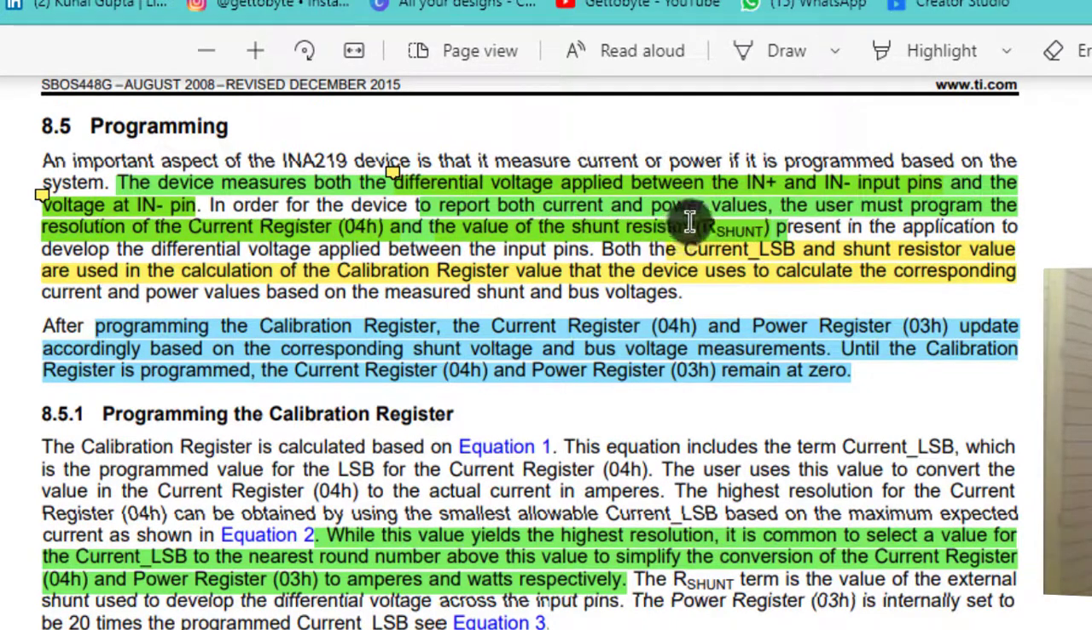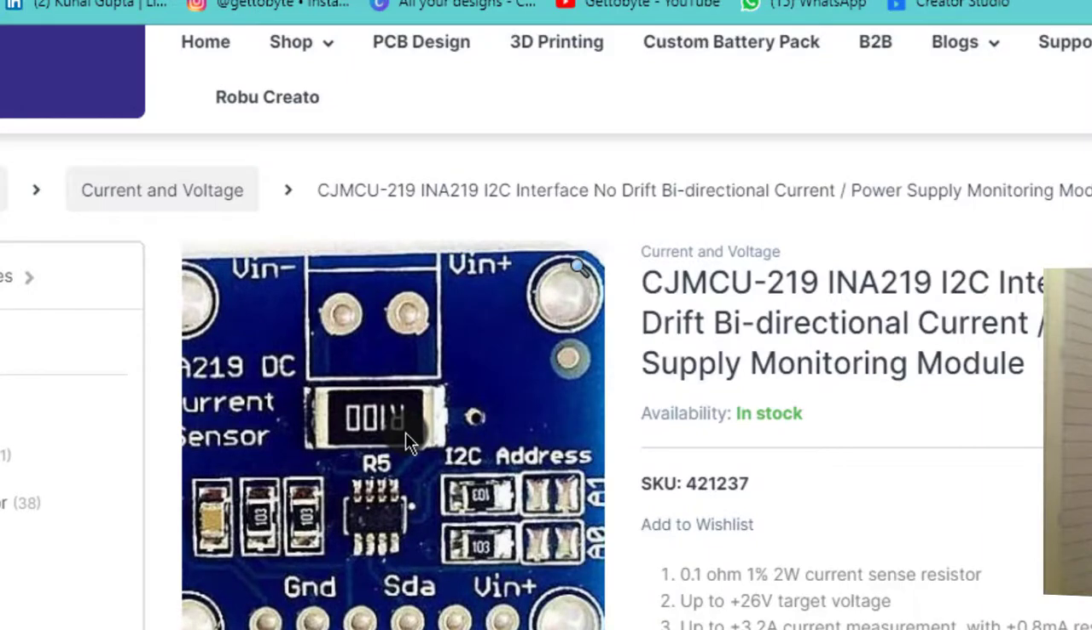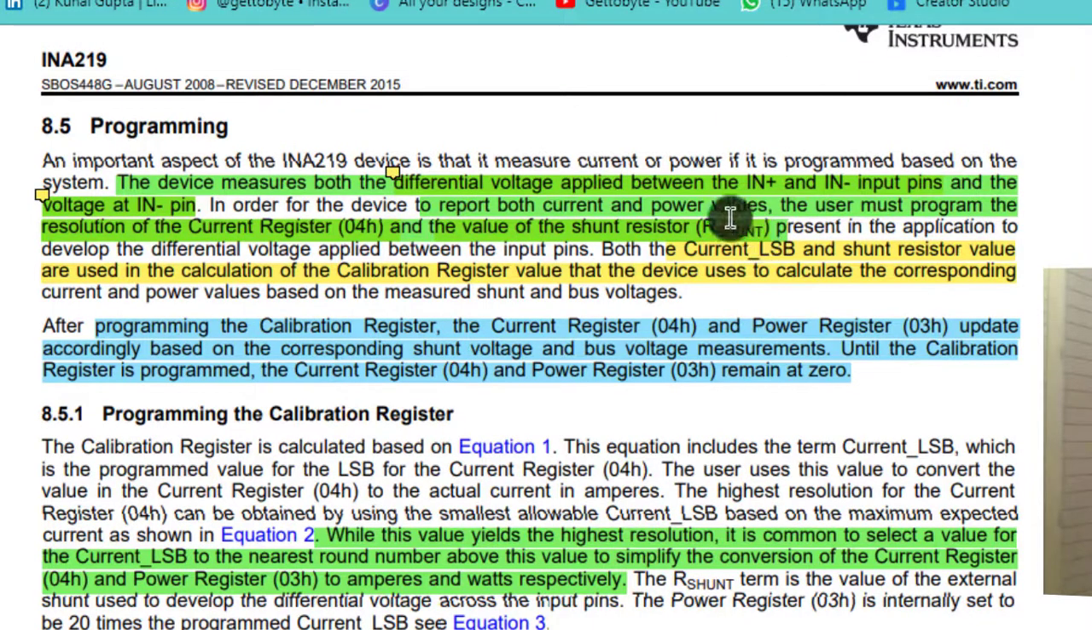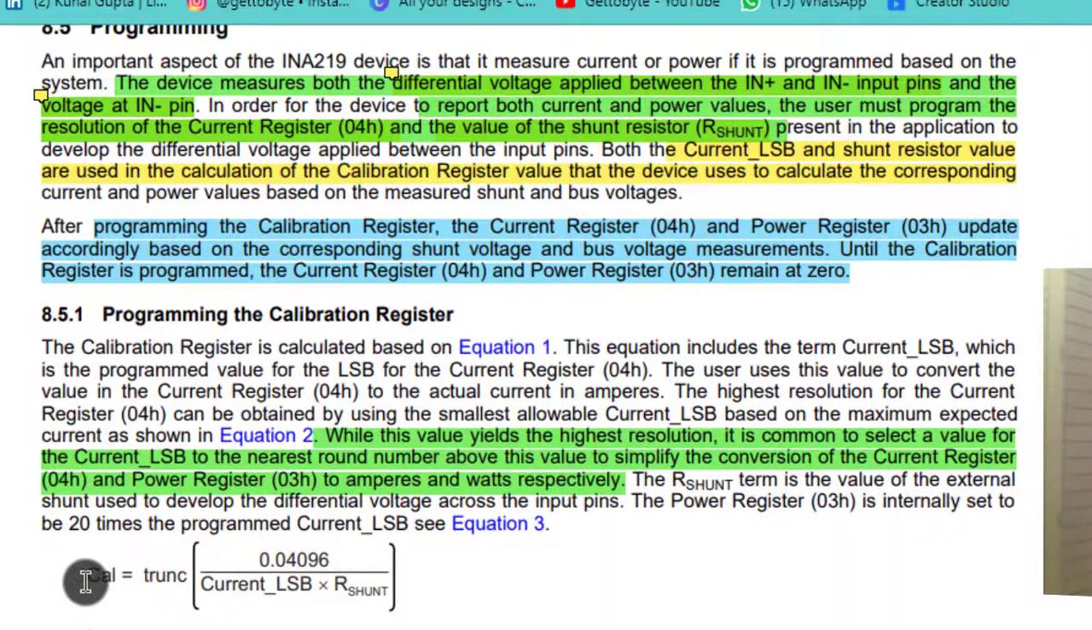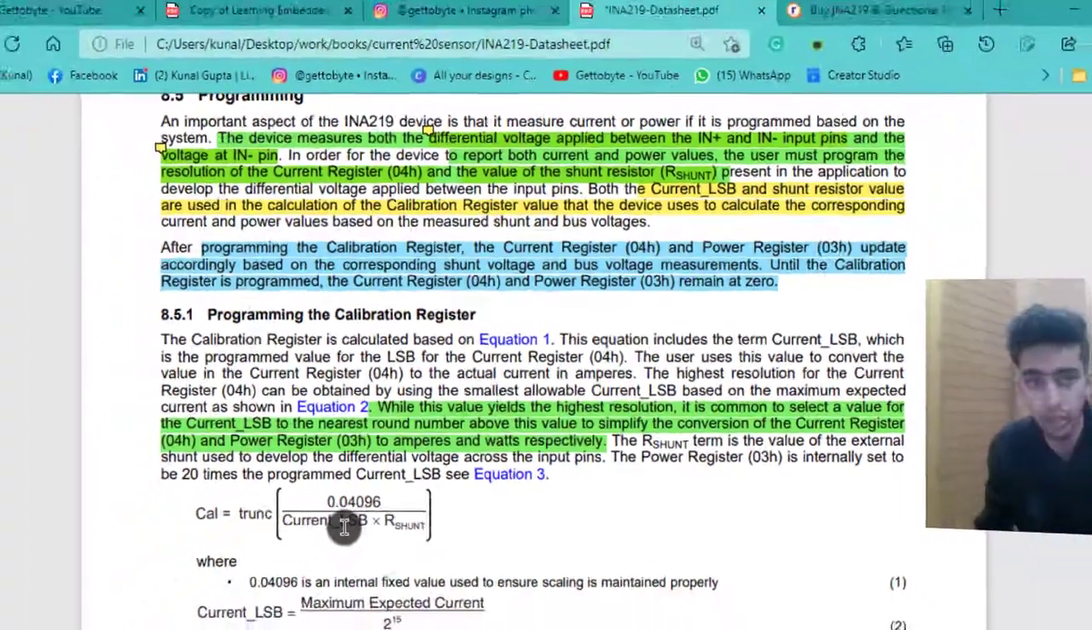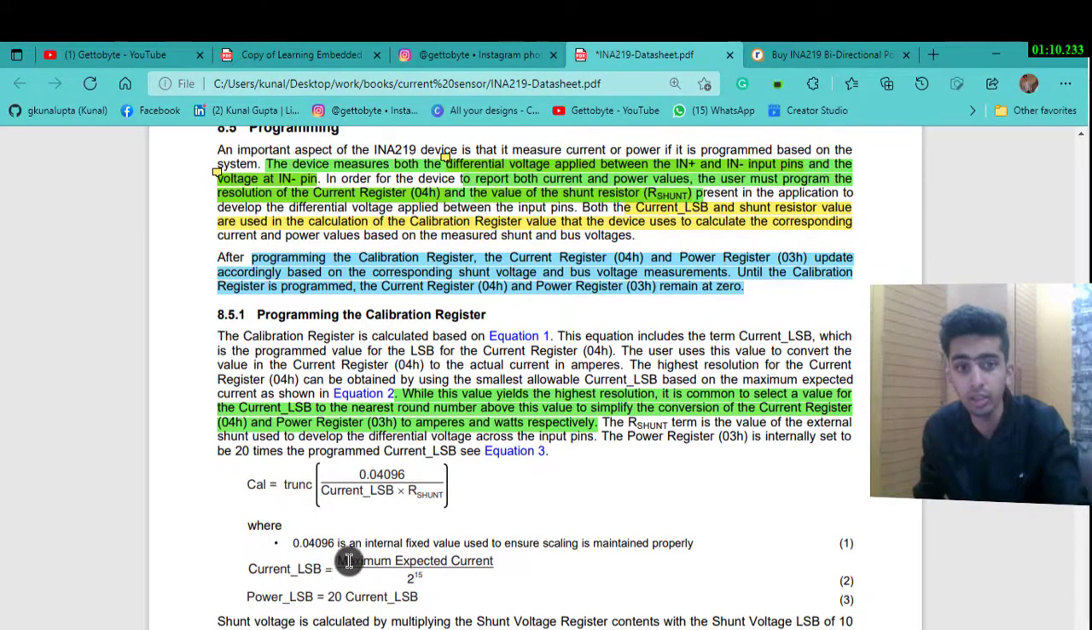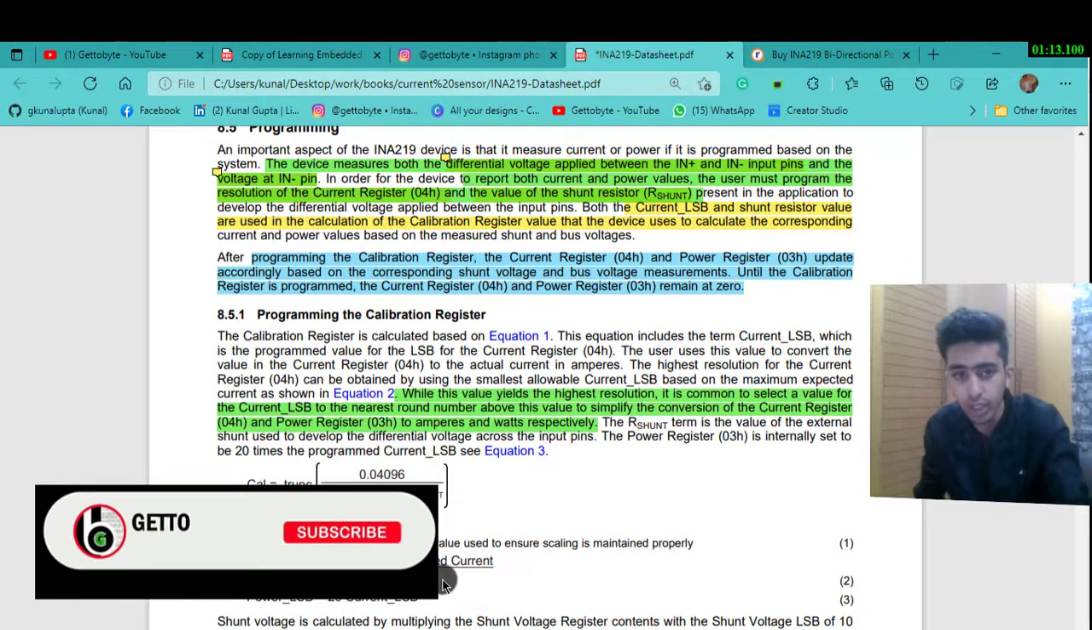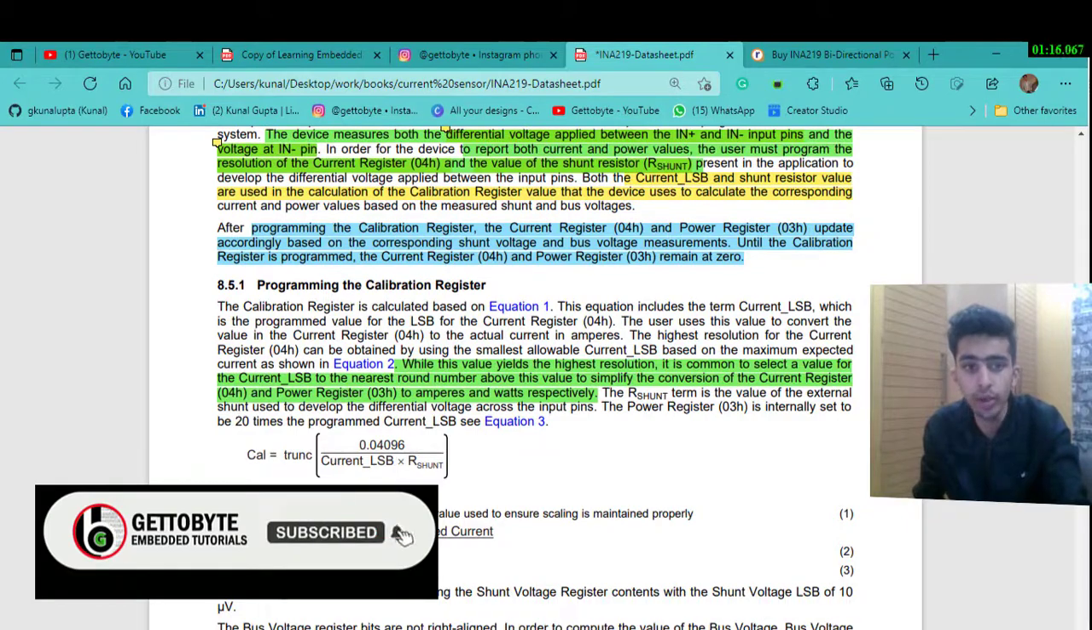The value of the shunt resistor in our INA 219 module is R100, that is 0.1 ohms only, and the resolution of the current is the current LSB. The current LSB determines the resolution of my current, so we have to calculate the current LSB, and the shunt resistor value should be inputted, which are used for calculation of my calibration register. As we can see, the calibration value is current LSB times R shunt. Current LSB is our current resolution, calculated as the maximum expected current divided by 2 raised to power 15, and my power LSB is 20 times current LSB.